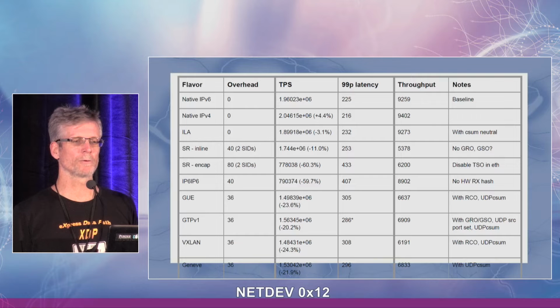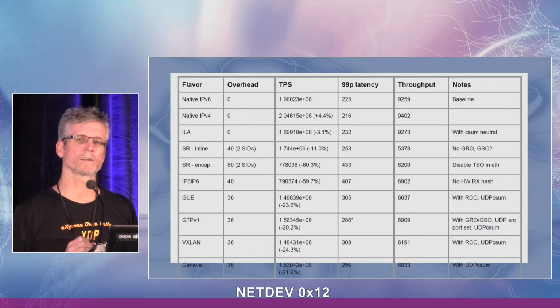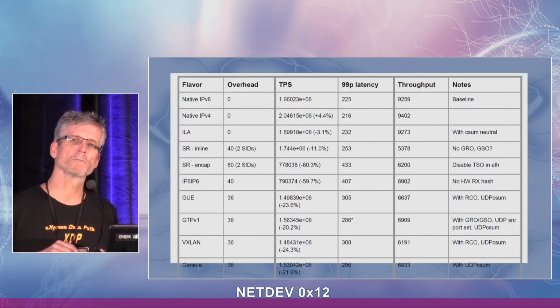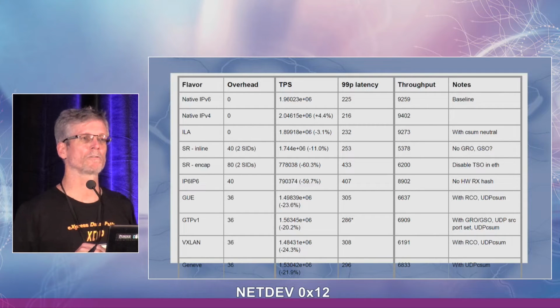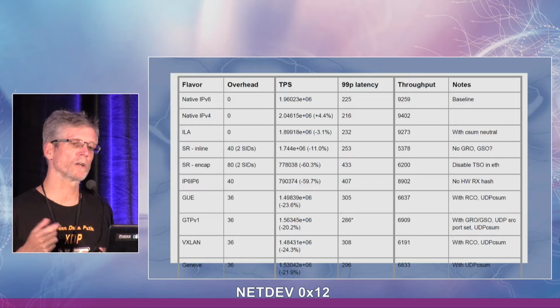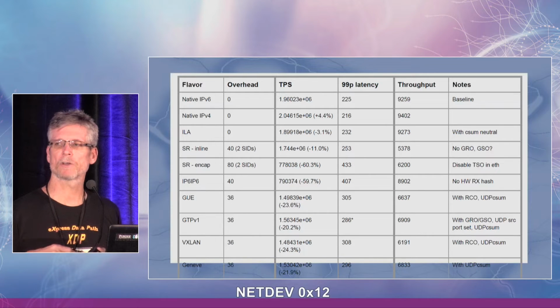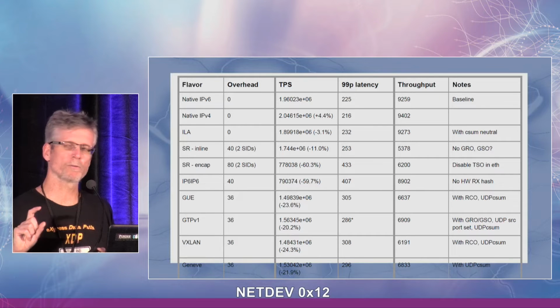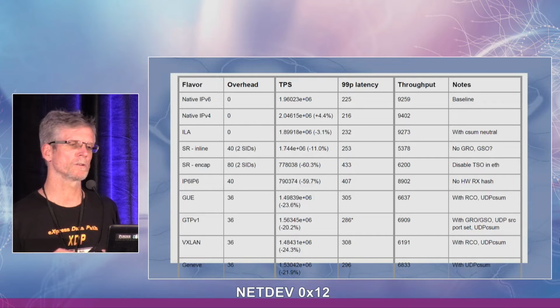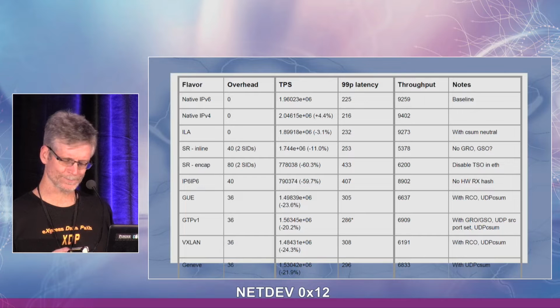But ILA, the thing I wanted to point out here, is actually the closest of any overlay technique or encapsulation technique that I was able to test. It's within about 3% of native IPv6. So that's almost purely just the processing overhead. In this test, there was one simple hash lookup, and then the overhead to manipulate the packet. So it's probably pretty close to as fast as we're going to get for an overlay technique.